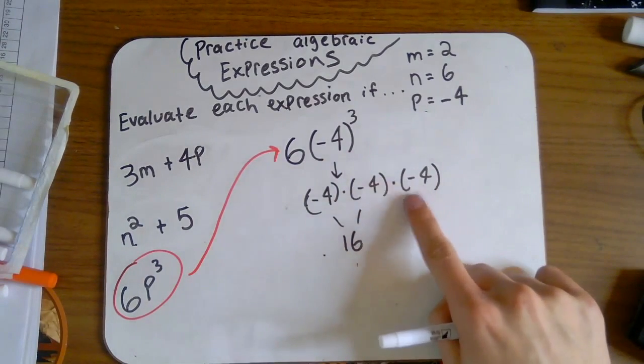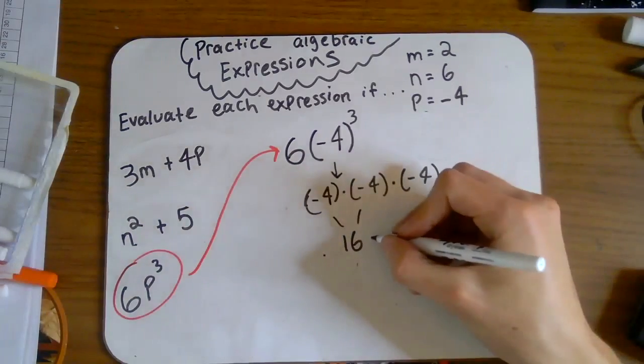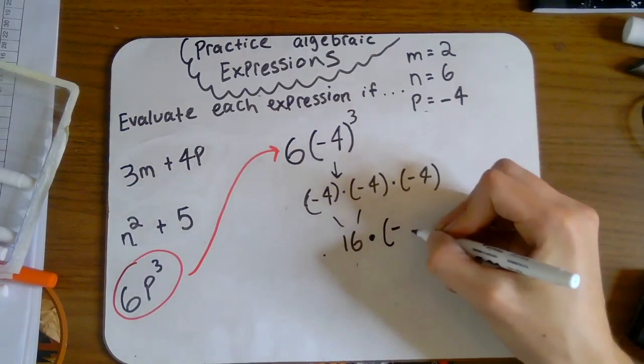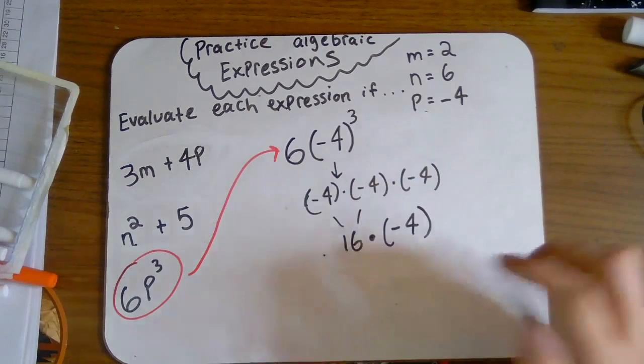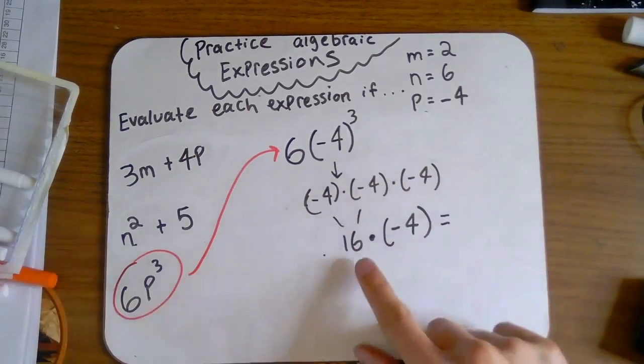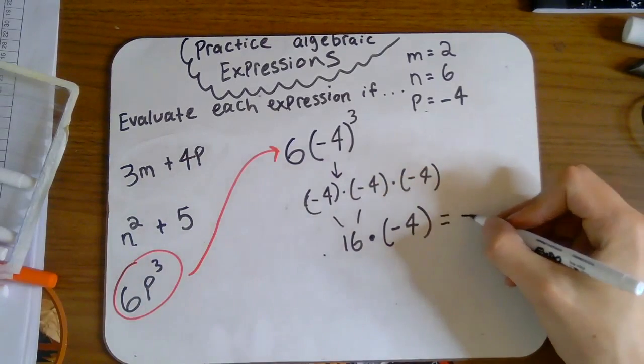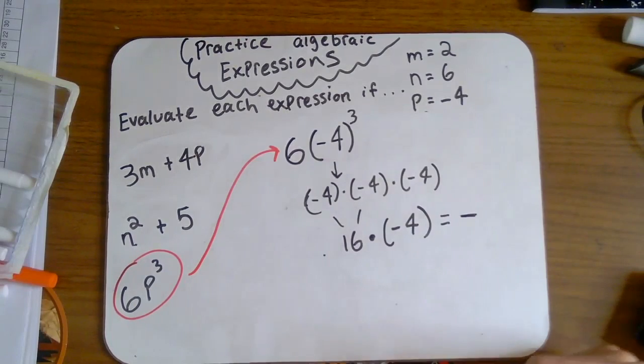And we're not done because we have another -4 to multiply. So now we have a positive times a negative. So this is going to mean our answer will be a negative. Anytime we have a positive times a negative, we know our answer will have a negative. Now we just need to do 16 times 4.